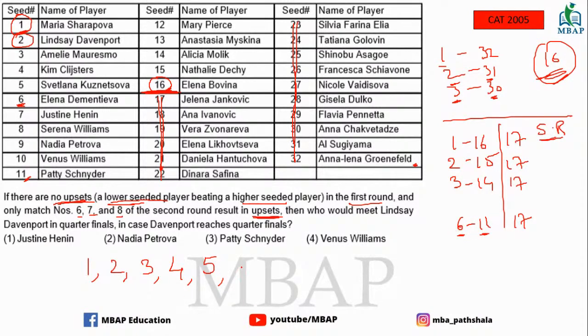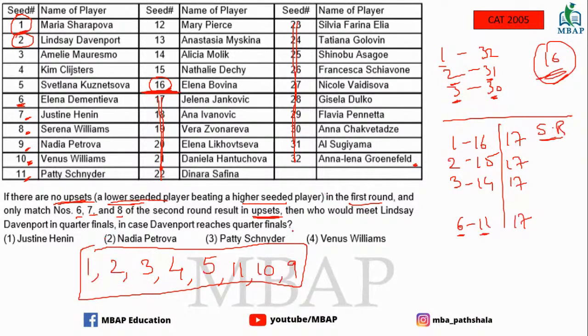Okay, so this is going to be 11 here. And the sixth match is an upset, so 11 comes here. Seventh match is again an upset, so 10 comes here, because the seventh player is going to play against the 10th player. And the eighth player is going to play against the ninth player. So this is going to be the result after the second round.